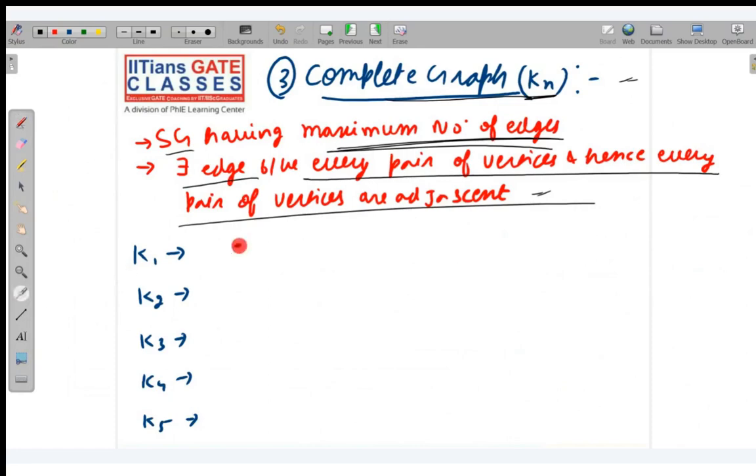So now apply the definition if you have any doubt. So K1 is this. You will say the maximum number of edges here will be what? Simple graph I am talking, so do not say self loop and all. So 0. And there exists an edge between every pair of vertices, hence every pair of vertices is adjacent. When there is no pair, then how will you check? Okay, that is for sure.